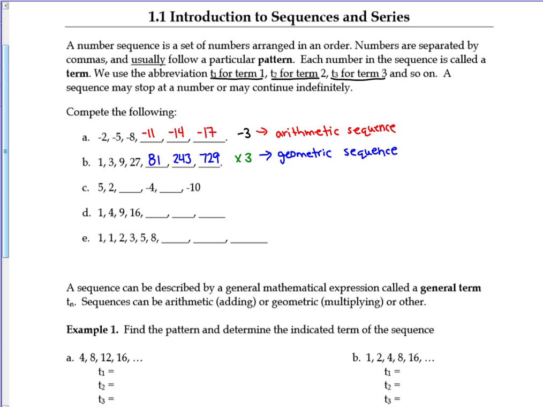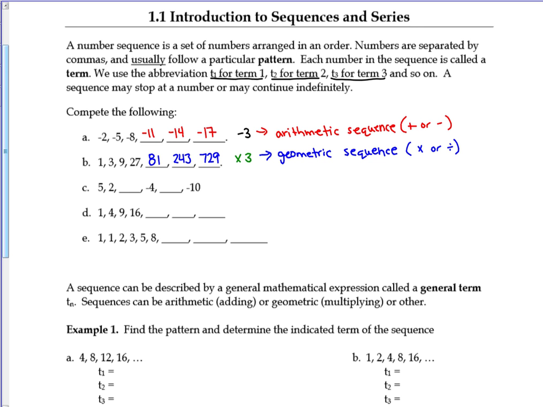Okay, so when we are adding or subtracting something every time, it's arithmetic. If we are multiplying or dividing, it's geometric. So arithmetic is when you add or subtract the same number each time to get to the next term, and geometric is when you multiply. And you can think of it as division too, multiplication or division. Usually we only think of it as multiplication.